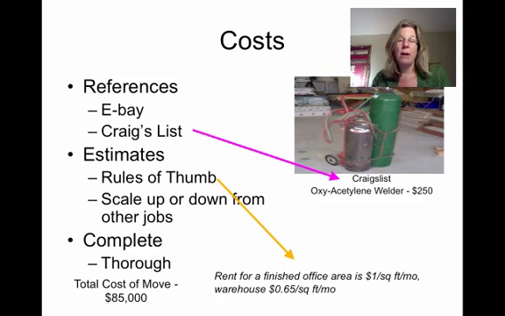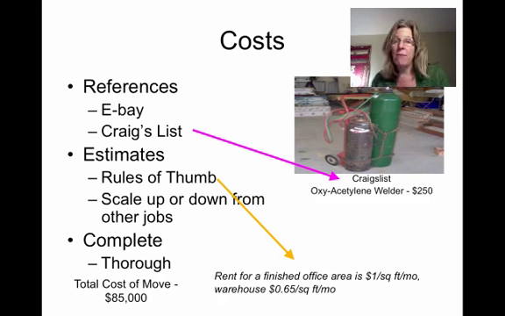You can also scale up or scale down from other jobs that have happened. Like last year we did this and it was a smaller square footage area, but it cost $100,000. So now this is a bigger square footage, twice as big, it might cost $200,000. You can do scaling up and scaling down. Make sure that you do a complete cost out though, of the move, the construction costs, the moving costs, the new equipment. It has to be completely costed out.